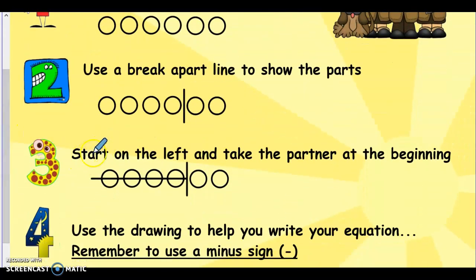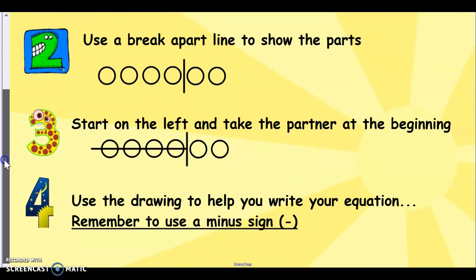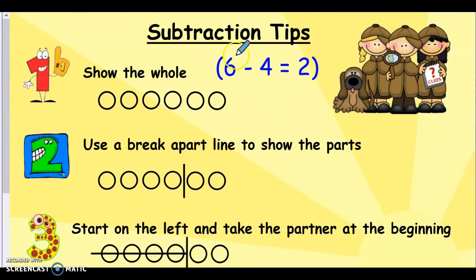Step number 3, we start on the left, that's over here, and take the partner at the beginning. We're going to cross it off, crossing off those 4. And we use the drawing to help us remember how to write our equation, and we have to use the minus sign, right, because it's take away. So when we go back up to the top here, we started with 6, we took away 4, and we ended up with 2.